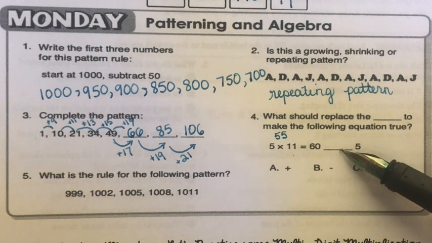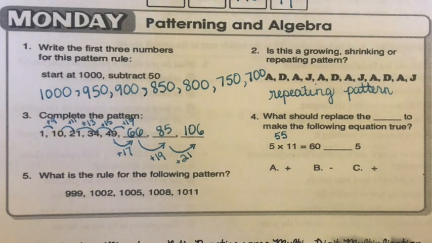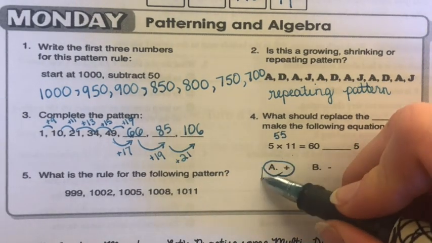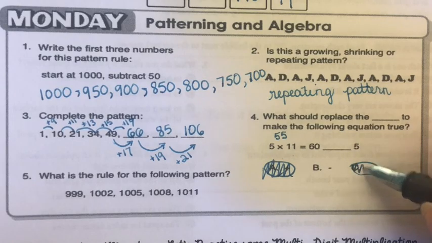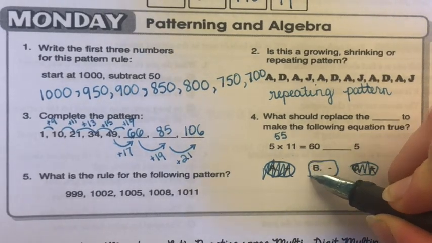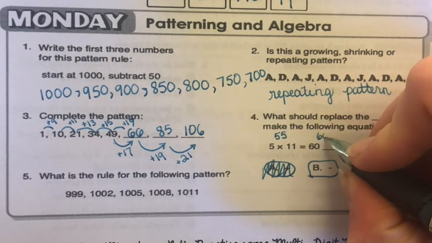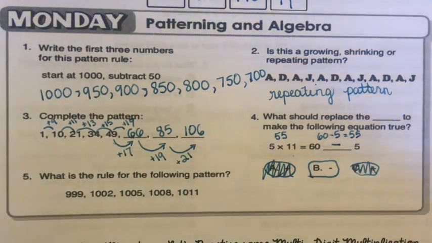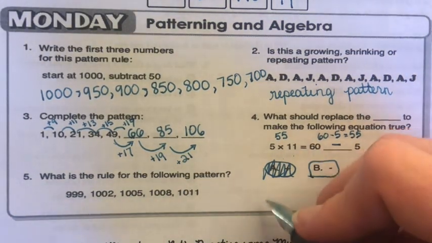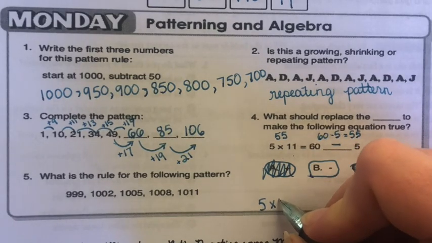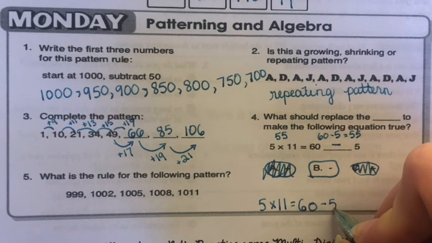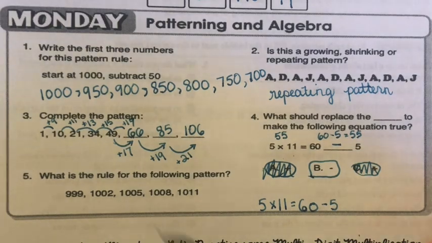So we're not going to add 5 because that would be 65. We're not going to divide because that would make it much smaller. We are going to subtract 5. 60 subtract 5 equals 55. 5 times 11 is also 55. So to make these two equal, on one side you have 5 times 11, and that's equal to 60 subtract 5.